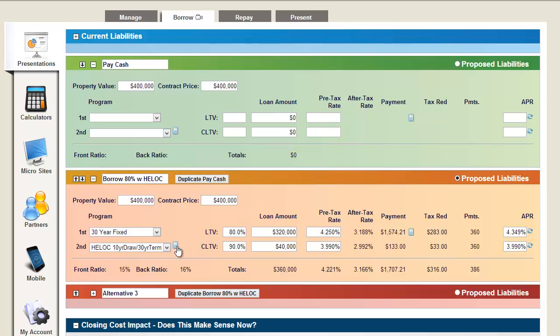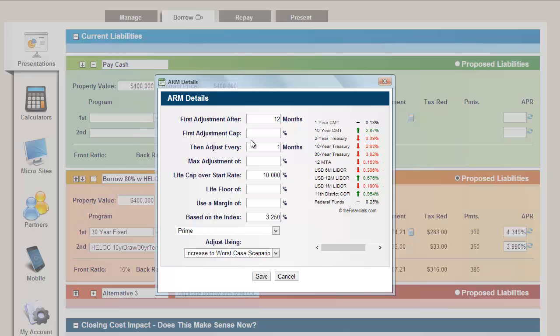And of course we can click on the thing here, and I've set this up. This particular lender, it was a fixed rate for 12 months. After that, it can adjust once a month up to a life cap of 10% over the start rate, and that's based on prime plus 0. So I've got my index of right now is at 3 1/4 and a margin of 0, and that's prime. And again, I always want to use a worst case scenario when I look at something like this over time.